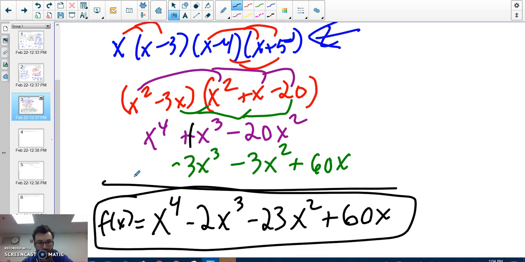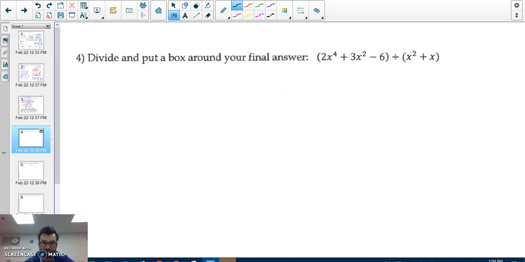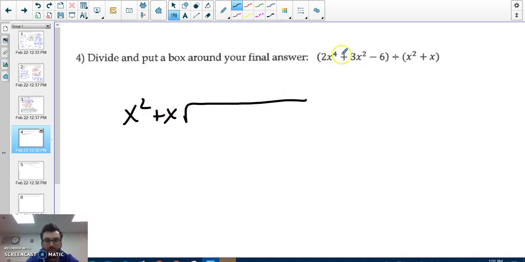Next page. Here we go. Number 4. Let's do it. Divide and put a box around your final answer. So here I have a trinomial divided by a binomial. My binomial has a squared, so that means I have to use long division. If this was just a linear factor, then I could use synthetic division.